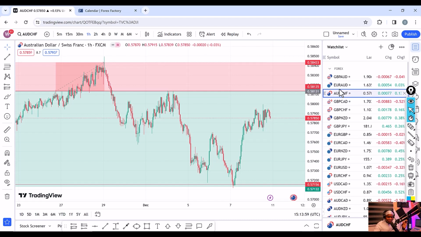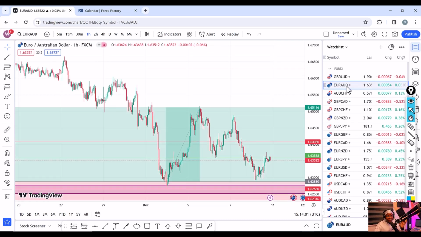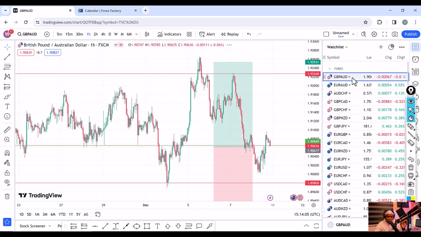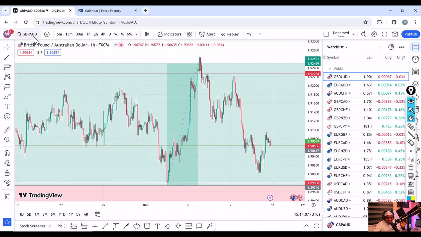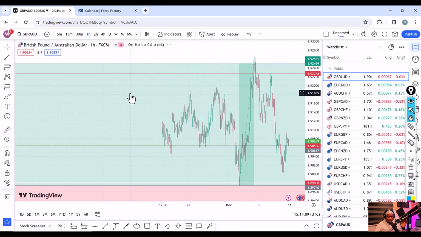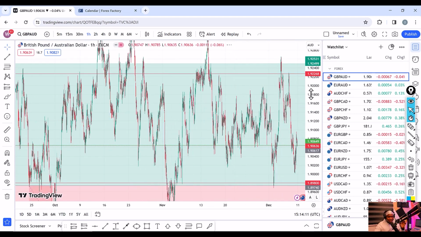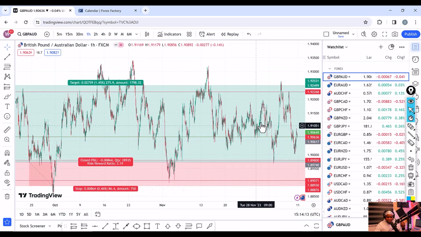AUD is the base currency here. AUD is appearing as the quote currency here, and it's also appearing as the quote currency here. Okay, so from the technical point of view, let me show you what I'm saying.